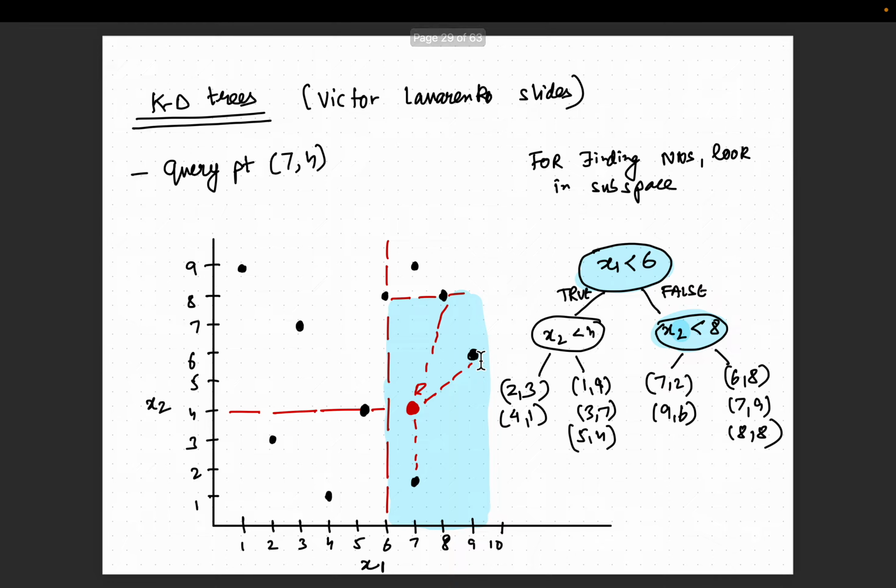So I will look at these 2. In fact, I'm not looking at this third one because that's in the other part of the tree, which is x2 equal to 8. So therefore, it's in the other part. Now, given these 2 points, I'm trying to find out amongst these the closest neighbor. So therefore, can you see that now I'm searching only over 2 examples. Previously, I had to search over 10 examples.